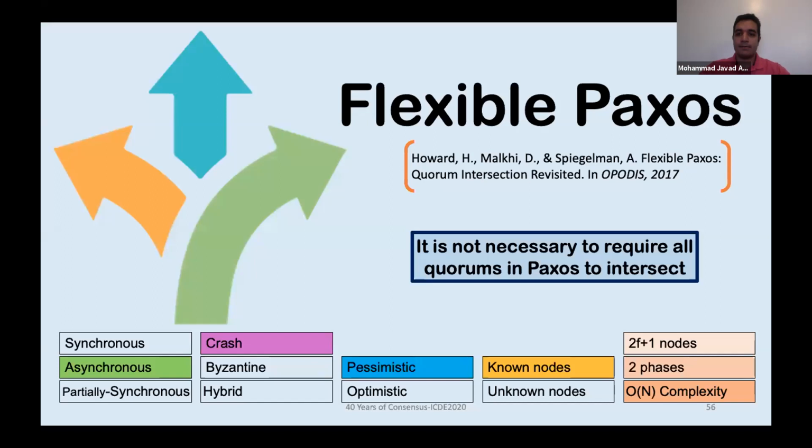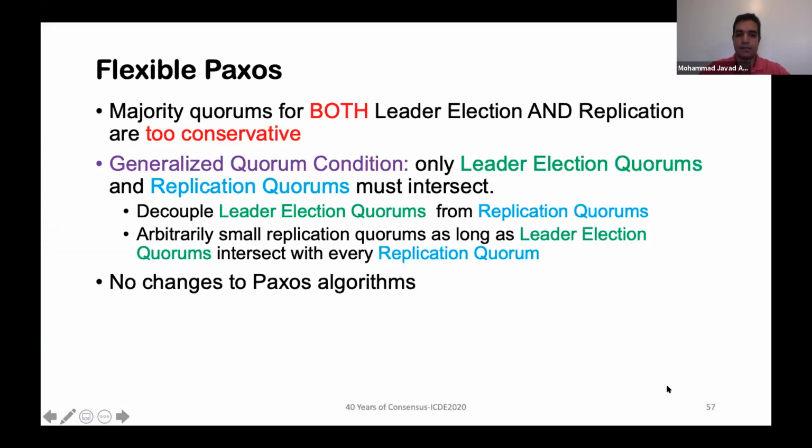Another variant of Paxos is flexible Paxos. If you remember in Paxos, we said, okay, any two quorums need to intersect on a single node. And these quorums might be leader election quorum or replication quorum. So flexible Paxos, in terms of these 5 aspects, is the same as Paxos. It's asynchronous, it's for crash fault, pessimistic, the number of nodes are known, and the same complexity matrix as Paxos.